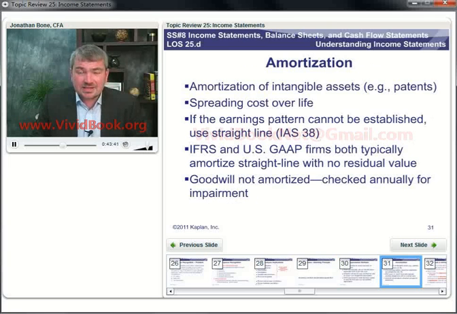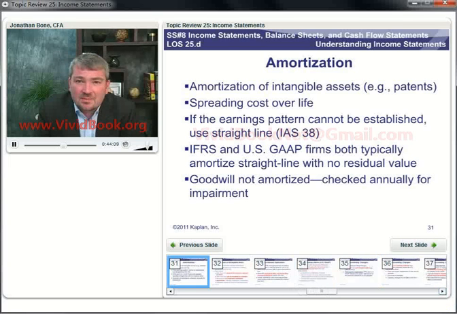Amortization. Well, amortization is really just the depreciation of an intangible asset. So our intangible assets are things like patents, royalty agreements, franchise licenses that we've bought, etc. And we're going to spread the cost over their life just as normal. Now, if we don't know the earnings pattern of the asset, then international accounting standards say use straight line. And of course, this is very typical. Both IFRS and US GAAP firms will typically use straight line amortization, assuming zero salvage value. So essentially it's just cost divided by the asset's useful economic life.